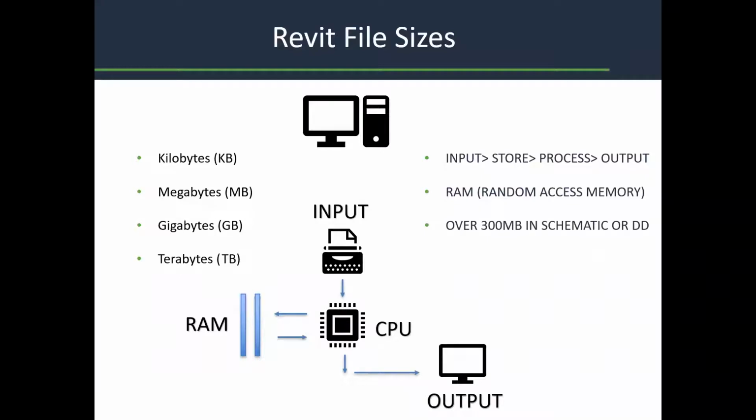Now that we have bytes of information, let's go over memory sizes. 1 byte equals 8 bits. 1 kilobyte equals 1024 bytes. 1 megabyte equals 1024 kilobytes. 1 gigabyte equals 1024 megabytes. And 1 terabyte equals 1024 gigabytes.